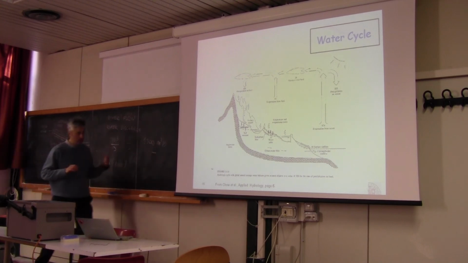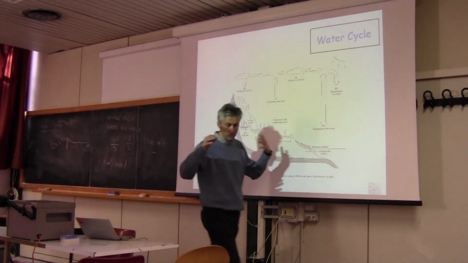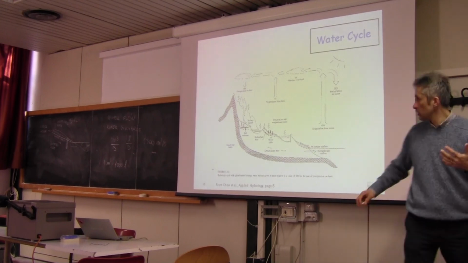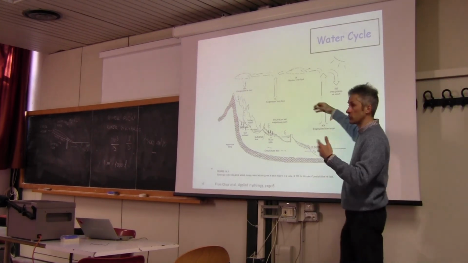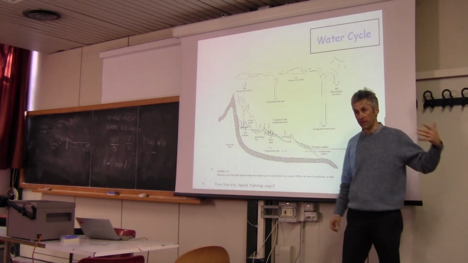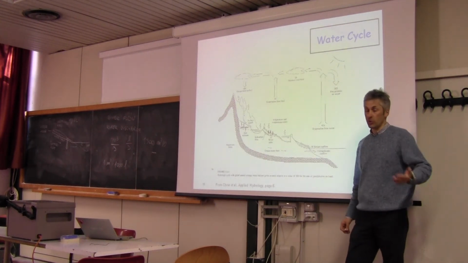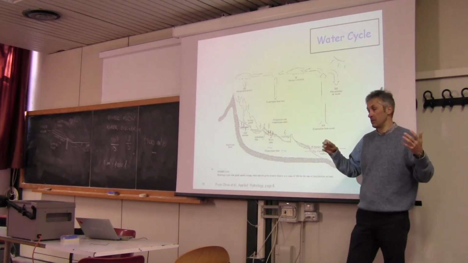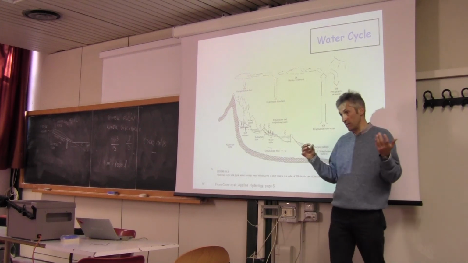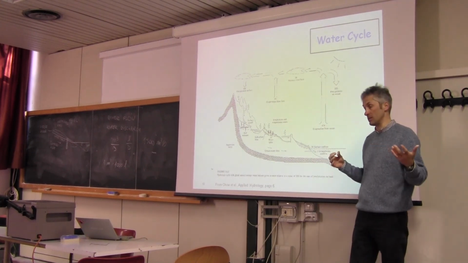So why do I show you this slide? Just to give you some orders of magnitude, so that you know that evaporation from the ocean is about 7 times evaporation from the land. And of course you may say this is not really interesting. Yes, but if you are a water resources manager, I think it's interesting.